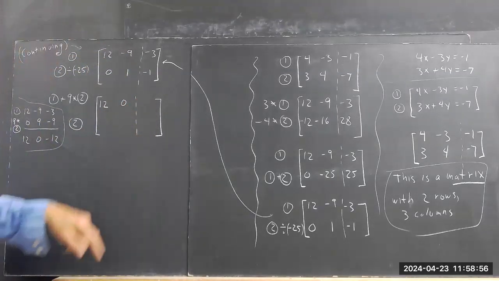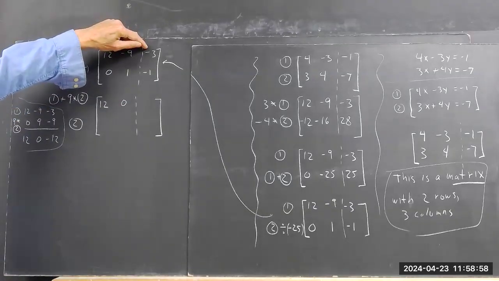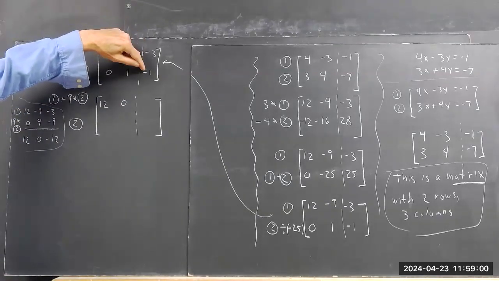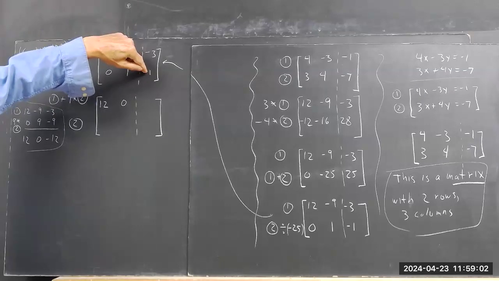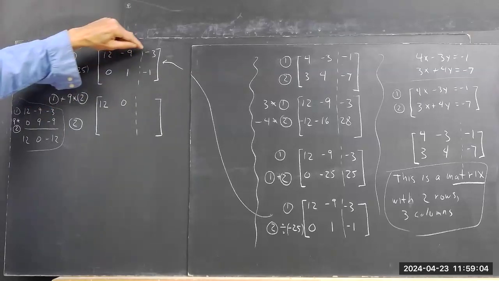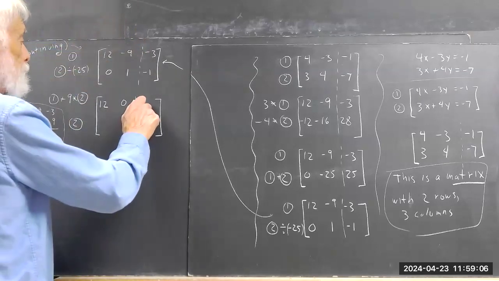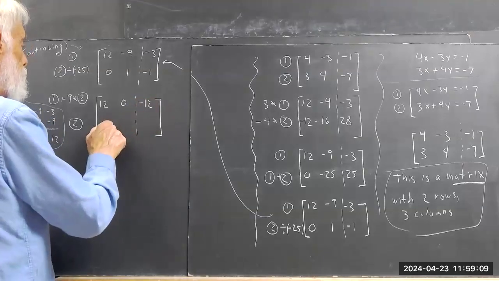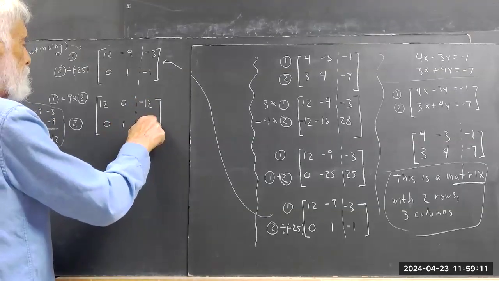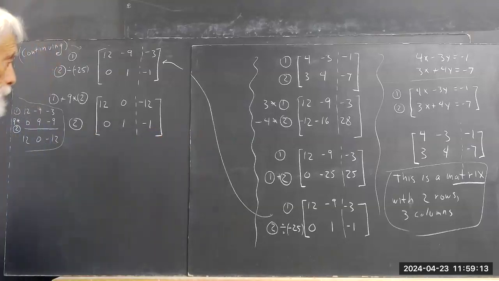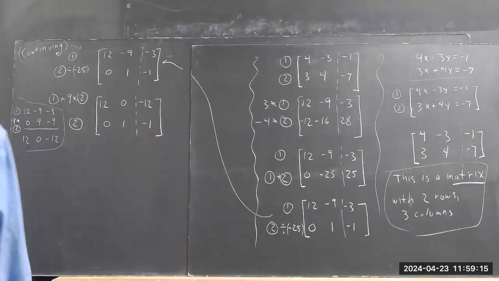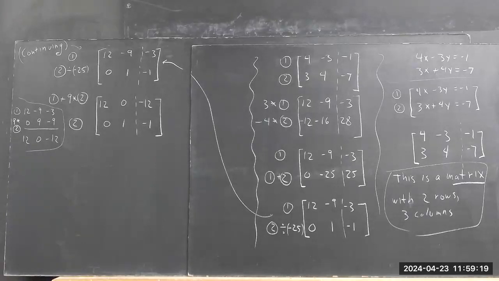And then we're doing -3 plus 9 times -1. 9 times -1 is -9. We got it here. And add that to -3, we get -12. Our second row, we don't change ever, although we can use multiples of it. Okay.